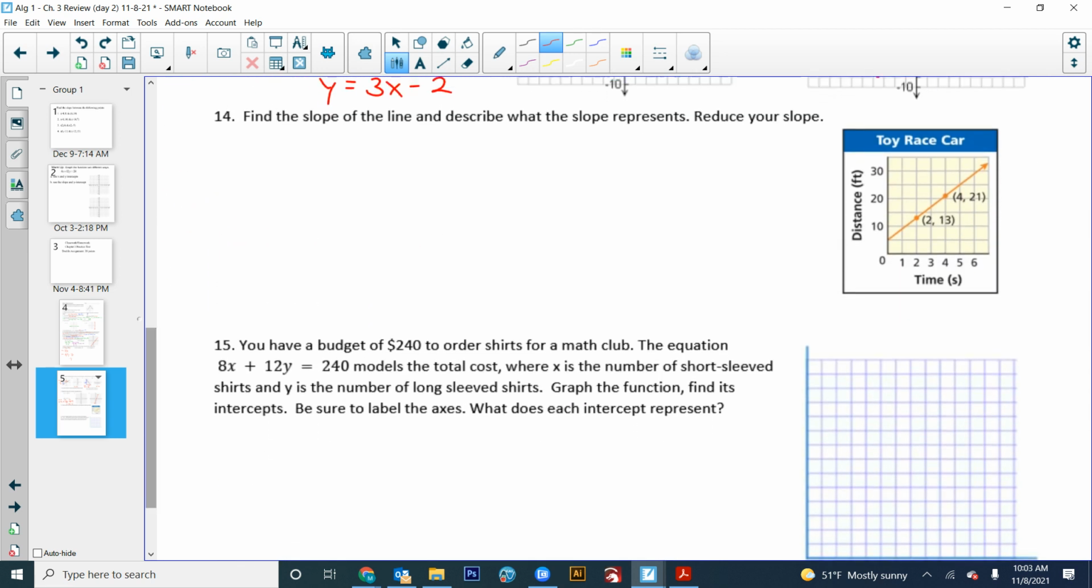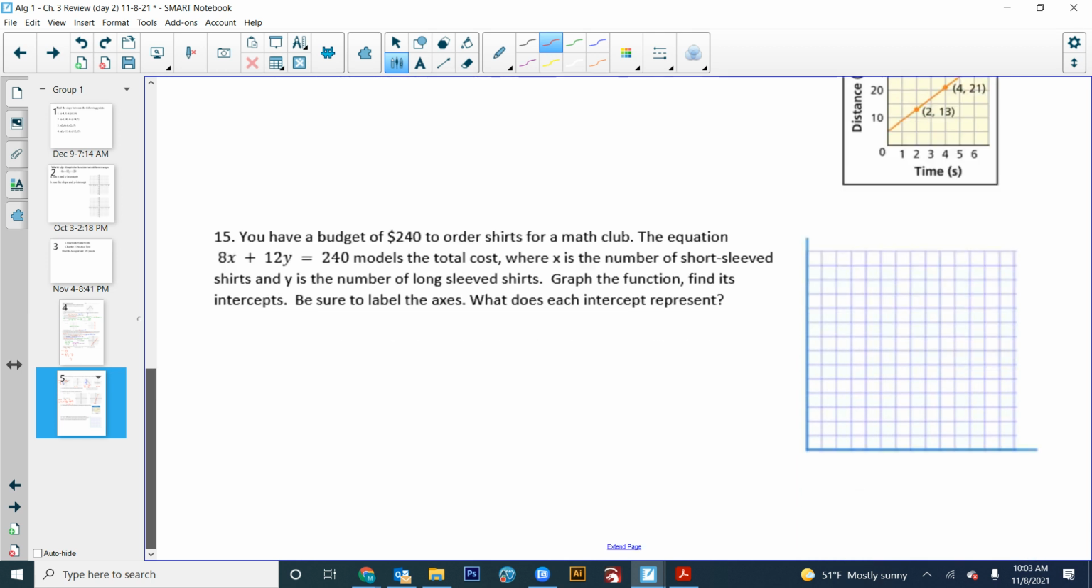All right. You guys also struggled on this one on the quiz. Just use the slope formula. 21 minus 13 over 4 minus 2. Y2 minus y1 over x2 minus x1. All right. And what does it represent? Feet per second? It's a speed. It's a rate. Feet per second.